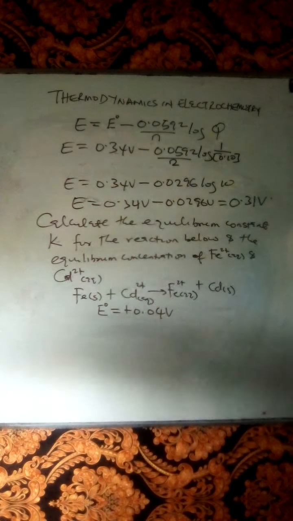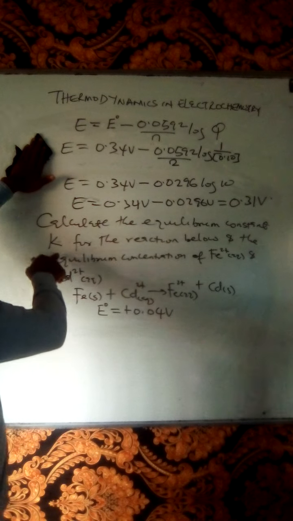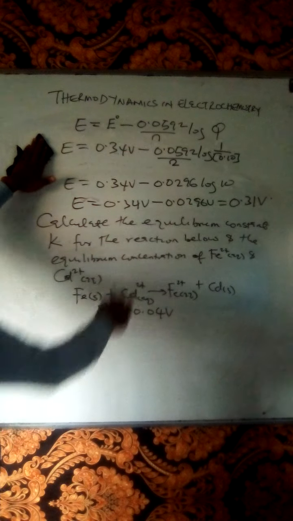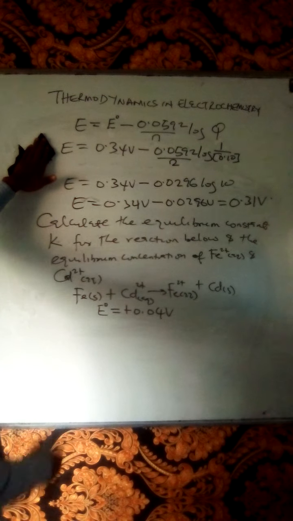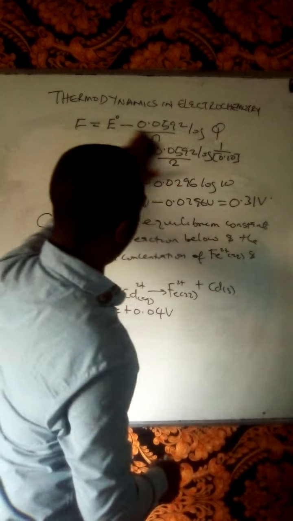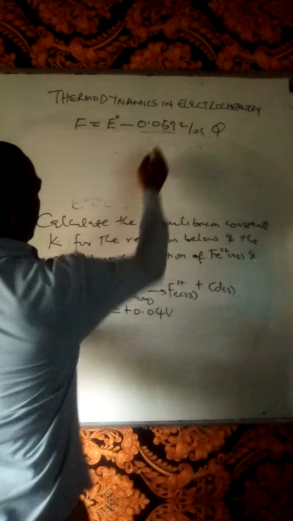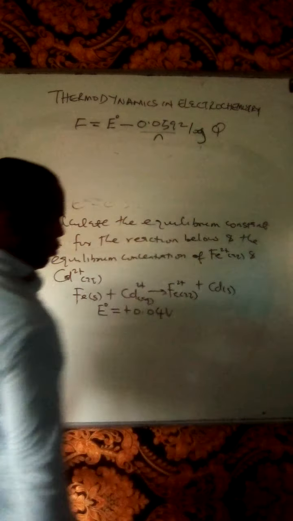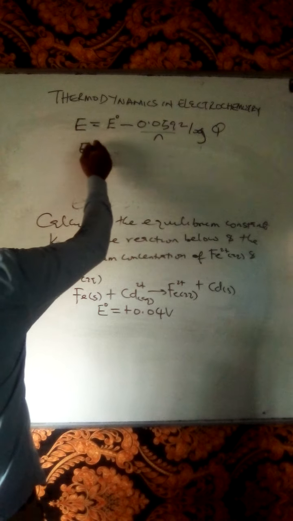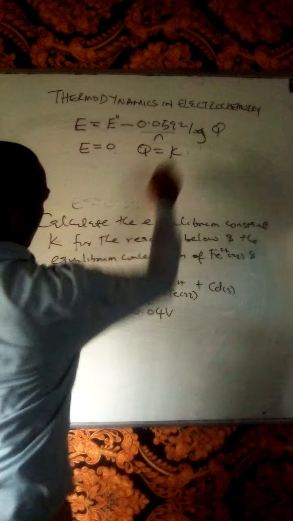To solve this problem, first of all, there are two questions in one here. The first says we should find the value of K at equilibrium. Then the second one is we should look for the concentration of the substances at equilibrium. So let's start by finding the value of K at equilibrium. I will know from the next equation that at equilibrium the cell potential at ordinary temperature becomes 0, and then our Q becomes equal to K.